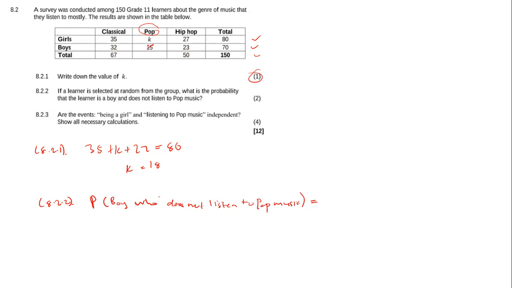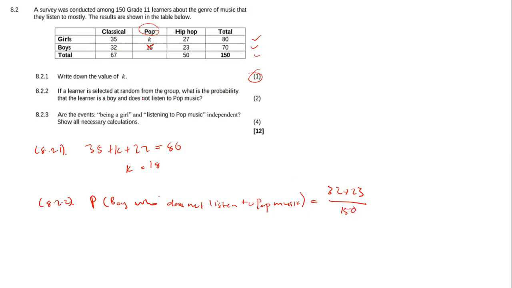So we're going to eliminate this. So that means, how many boys listen to anything except pop? It's going to be 32 plus 23. So we're going to choose out of 32 plus 23 learners, boys. But how many learners are there? There are 150, because remember, where do I get this 150?